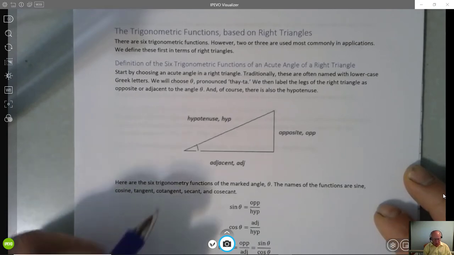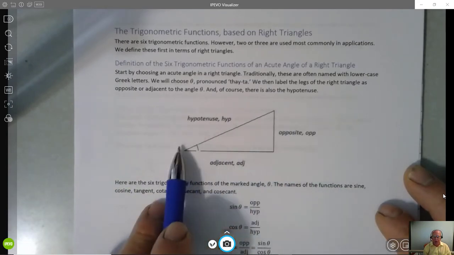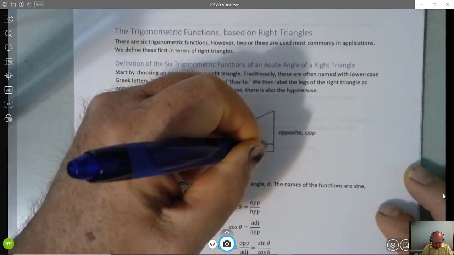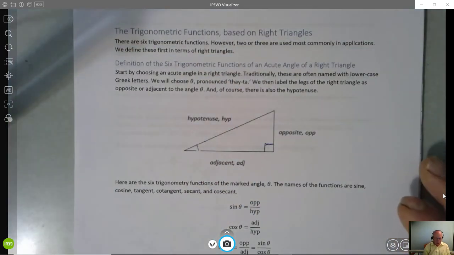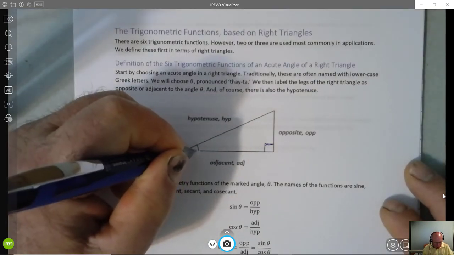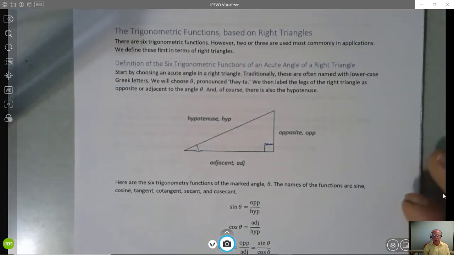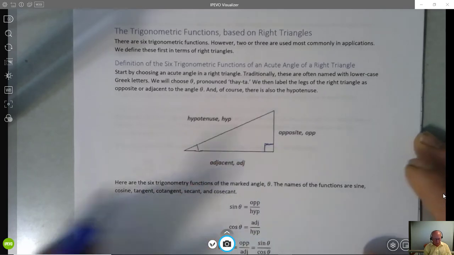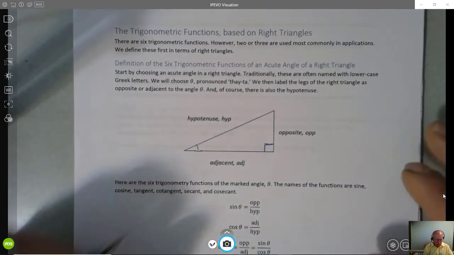All right, we are going to define the 6 trigonometric functions for an acute angle in a right triangle. So what that means is I need to have a right triangle here. I have one. Let's go ahead and mark this angle as the one that is 90 degrees. And I've already marked this angle as the one I'm going to choose to work with for my trig functions. Could you work with this one? Yes, you could. We'll be doing some of that as we go along.